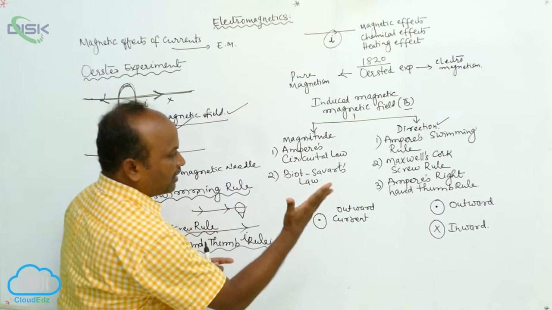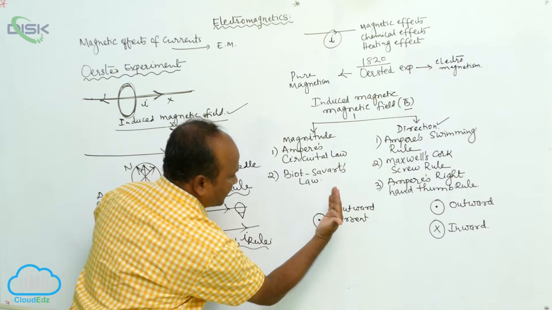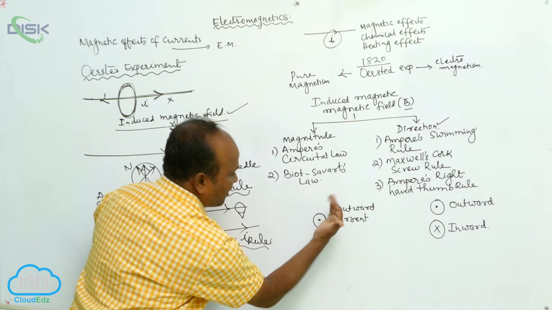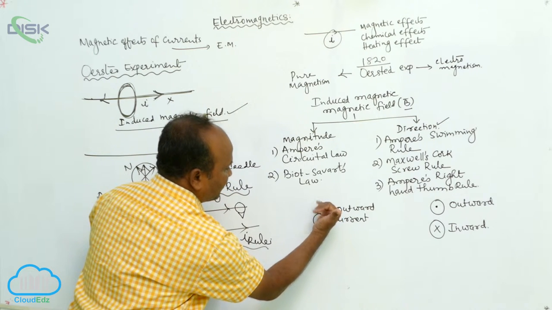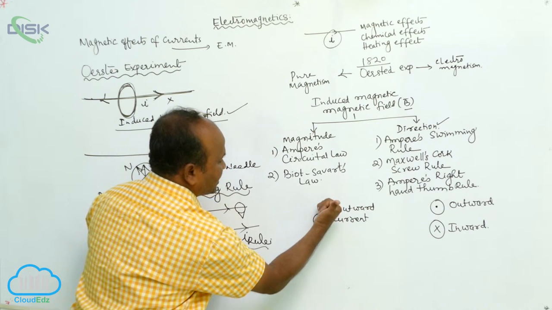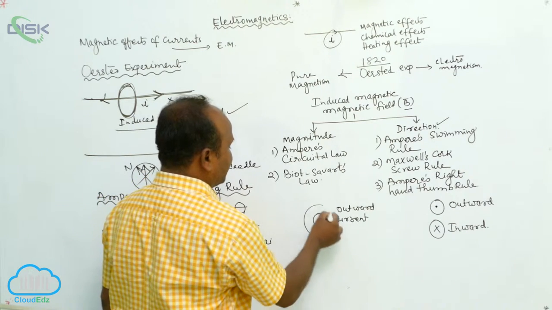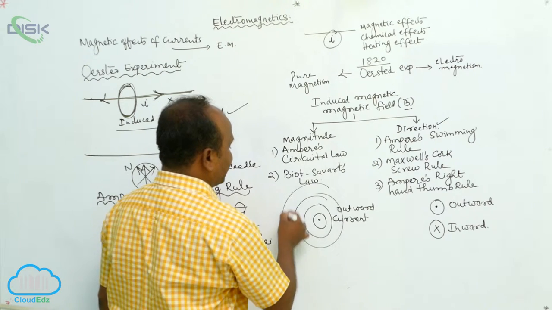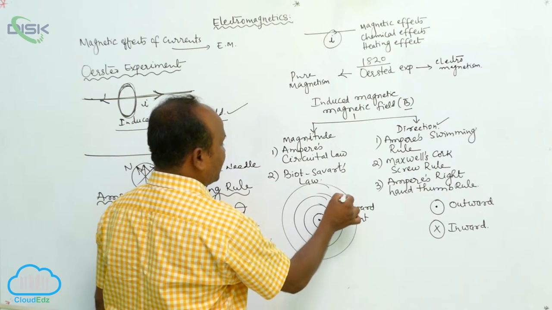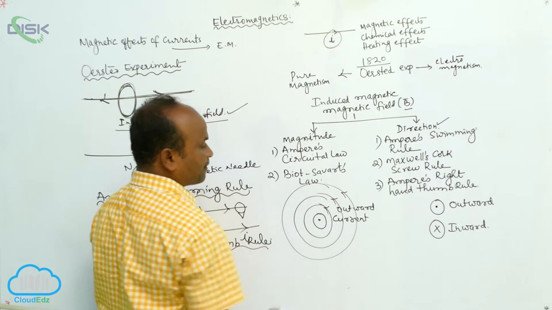Okay? Then the right hand thumb is placed outward. Then the curl of four fingers will give the direction of magnetic field. In this case, the magnetic field lines are like this. These are the directions of magnetic field lines.